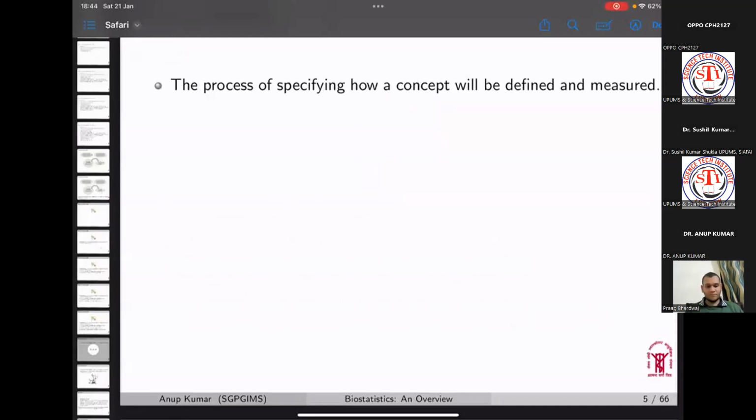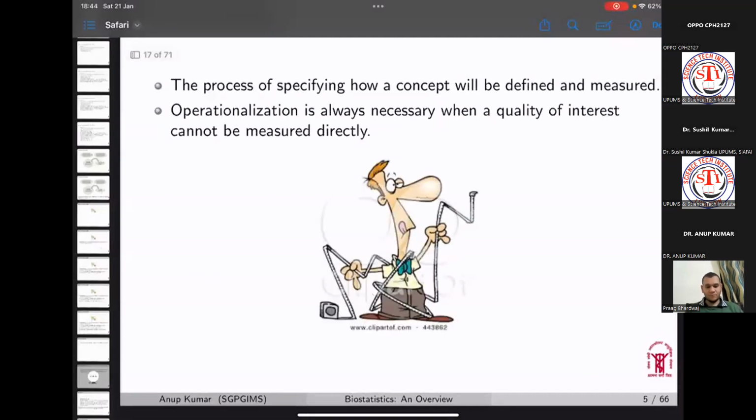So this is all about research, how you can measure something. This operationalization is always necessary when the quality of interest cannot be measured directly. For example, satisfaction of the patient at the time of discharge. You want to measure the satisfaction level of the patient. You want to measure the work-life balance of the paramedical staff. So these are the things. How do you want to measure the IQ level of the ward boy who is working in your ward? How to measure the IQ of the boy? So all these things are there.